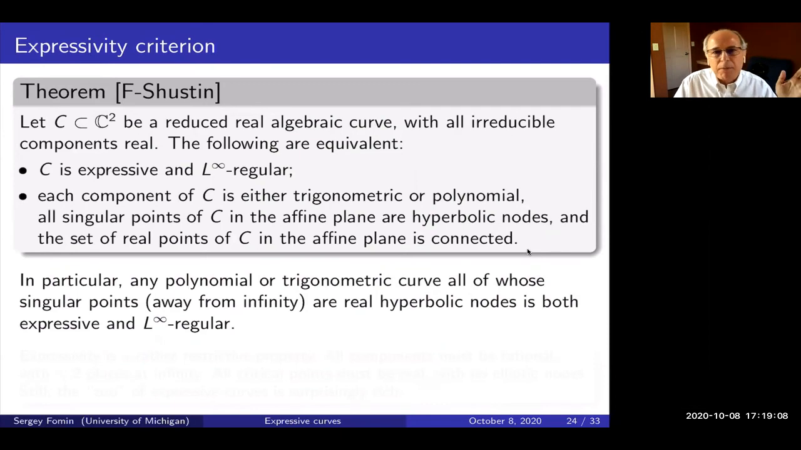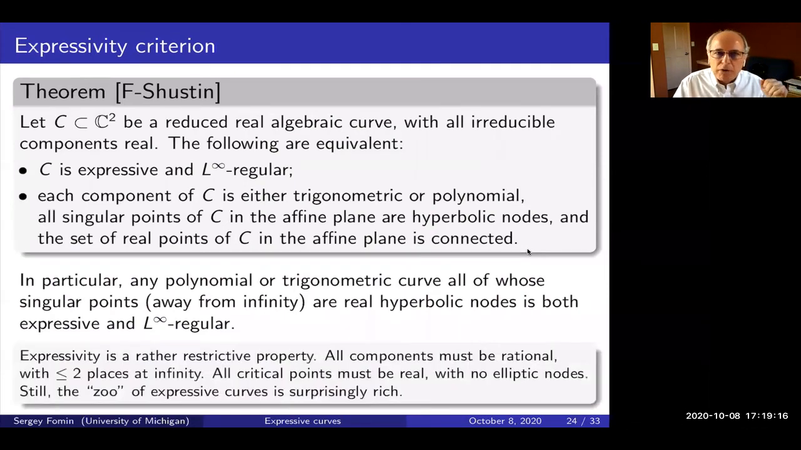Let's say somehow all its singular points away from infinity are real hyperbolic nodes, then you do have an expressive curve, right? So in spite of the fact that this is a rather restrictive property, the zoo of expressive curves turns out to be surprisingly rich. And I'm going to show you pictures and examples of expressive curves. But before I do that, let me ask you if you have any questions about the main theorem.